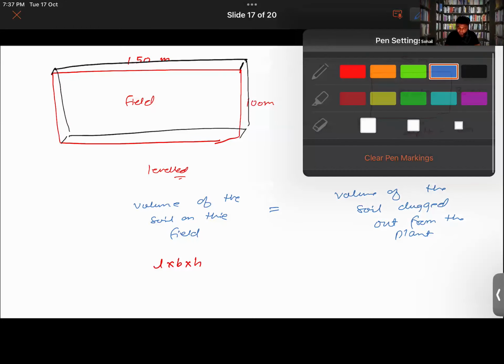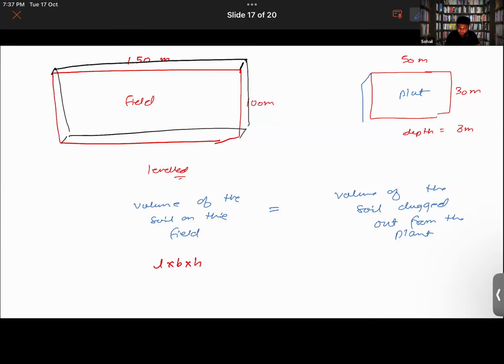Same is the case with this one also. We have dug it for 8 meters. This is the height. So length into breadth into height equals length into breadth into height. Here you are provided with all three dimensions: length, breadth and height, 50 into 30 into 8. And here only length and breadth are given, that is 150 into 100, and the height.